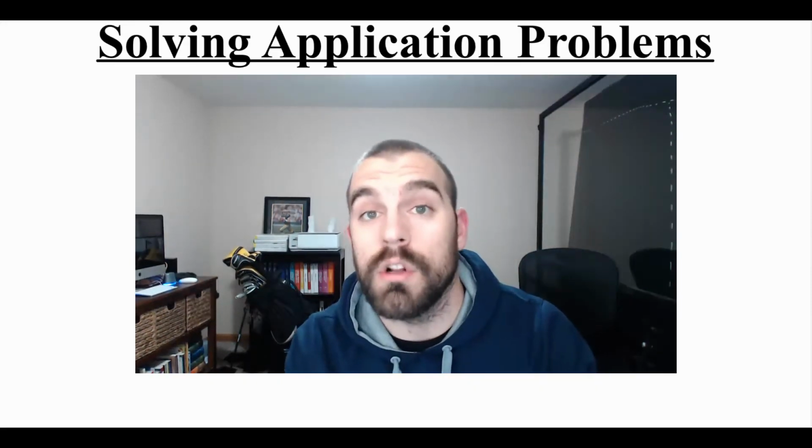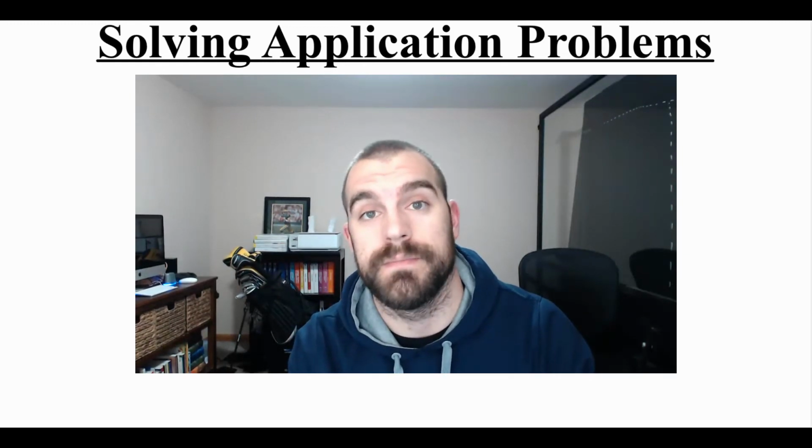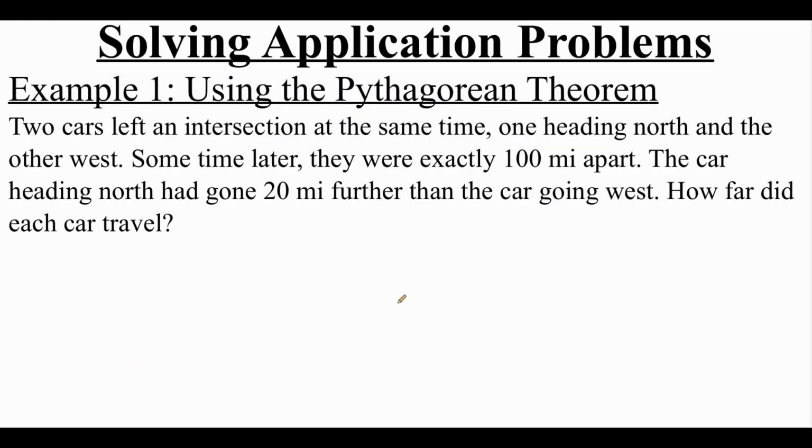In this video, we're going to look at solving some application problems. So in our first example, we've got two cars at an intersection, and they leave at exactly the same time. One car is heading north, and the other car is heading west. Now, sometime later, they were exactly 100 miles apart. The car heading north had gone 20 miles further than the car going west, and we want to figure out how far each car had traveled.